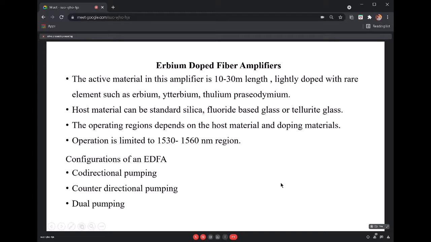The counter direction is: here the erbium doped fiber amplifier is there, and after that the wavelength selective coupler is used with the pump laser. In dual pumping, as the name itself says, pumping will be done at two stages. That's all.